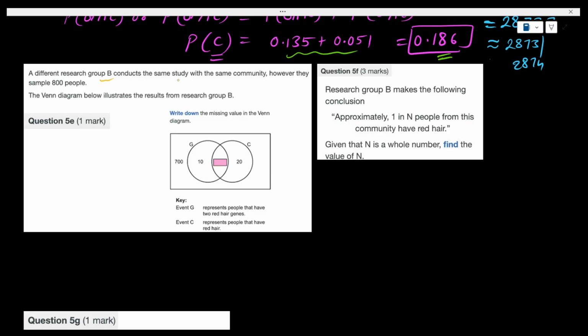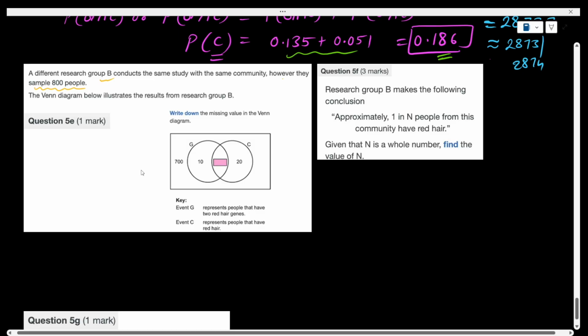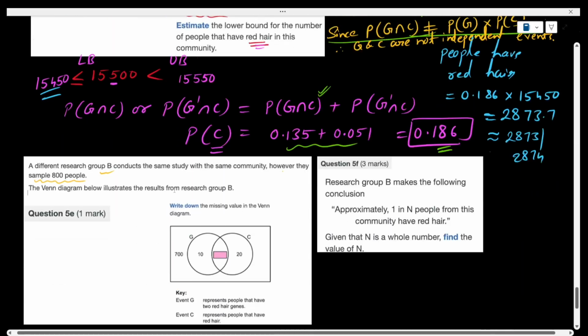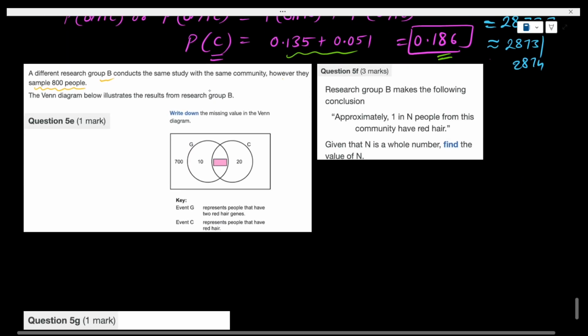research group B conducts the same study with the same community. However, they have 800 people. There were 1500 people in the earlier study, right? And here there are only 800 people. Now what is written here? Write down the missing value in the Venn diagram.